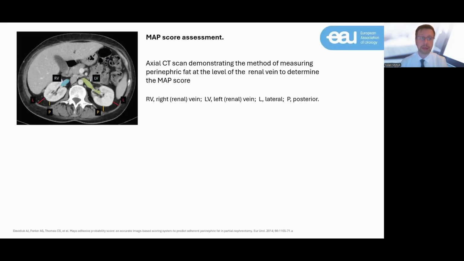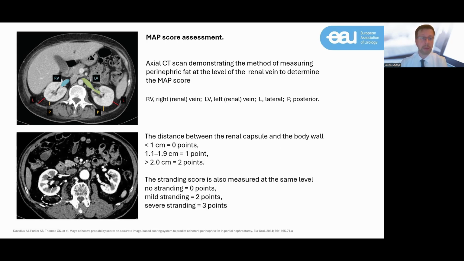And in this slide, we can see the principle of the MAP score assessment. On this actual CT scan, the method of measurement of the perinephric fat at the level of the renal vein is demonstrated to determine the MAP score. The MAP is scored from 0 to 5. Posterior perinephric fat thickness gives 0, 1, or 2 points, and fat stranding gives 0, 2, or 3 points. A higher MAP means a higher probability of sticky fat and more difficult exposure during the partial nephrectomy.